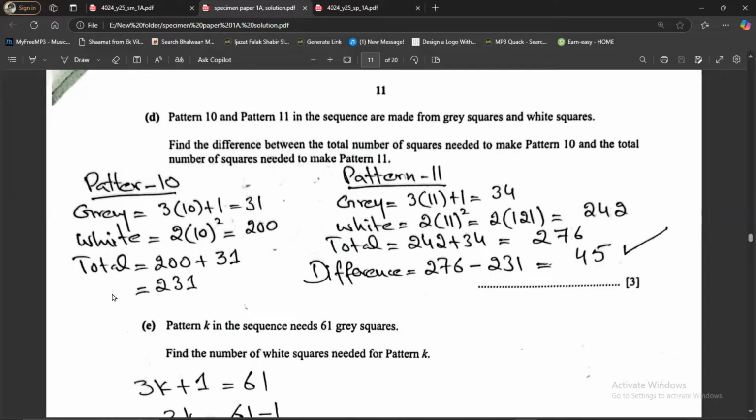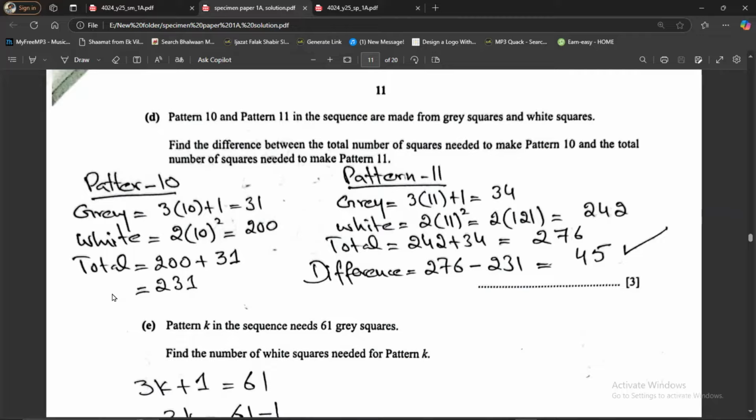So for the 10th pattern, 3 into 10 plus 1, 31 gray tiles are needed. For the white tiles, 2 into 10 squared, that is 200. So the total tiles needed are 200 plus 31. So 231 tiles are needed for pattern number 10.